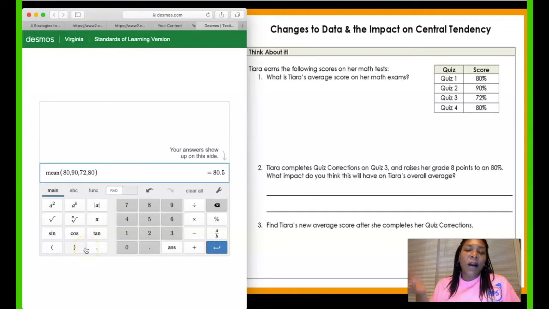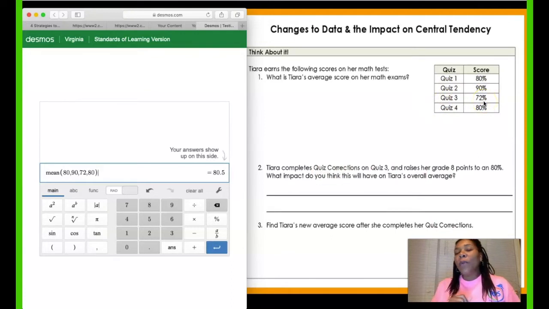Since her score went up on that particular day from a 72 to an 80, I think her mean would probably go up too because the number is higher. And I tend to agree with you. So let's see if our conclusion is right. Let's see if our thought process is correct. Number 3 says, find Tiara's new average score after she completes her quiz corrections. So we're going to replace this 72% with an 80%.